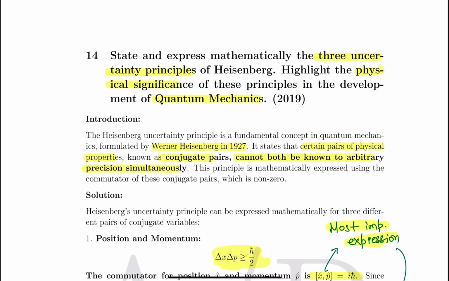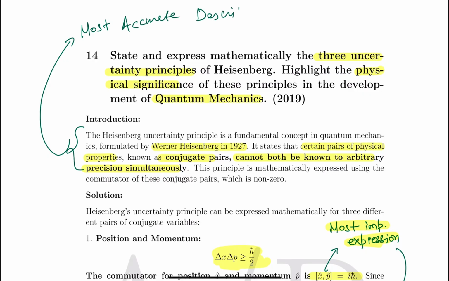So we are going to introduce it in a simple yet effective manner: the Heisenberg uncertainty principle is a fundamental concept in quantum mechanics formulated by Werner Heisenberg in 1927. You could reduce the words here by using your own summarization expertise. It states that certain pairs of physical properties, known as conjugate pairs, cannot both be known to arbitrary precision simultaneously. This is the most accurate definition. Always use it.